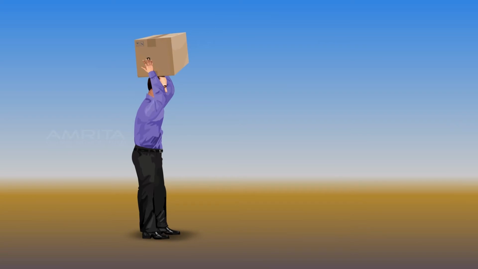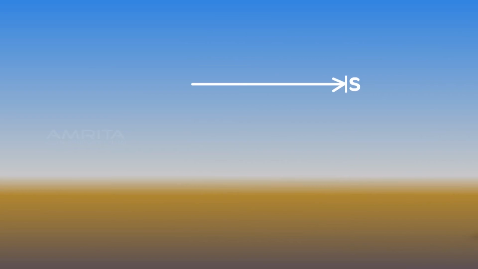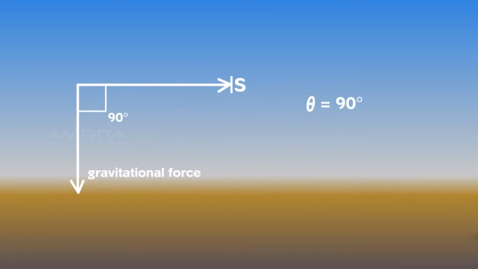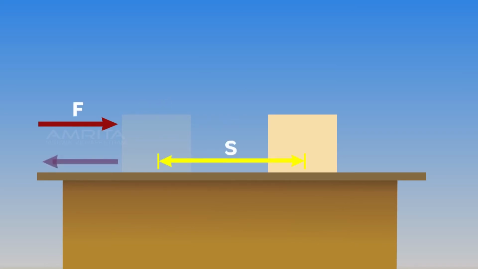If the man carrying the load now walks for a distance S horizontally, a gravitational force F acts at a right angle to the direction of the motion, making an angle of 90 degrees, so theta will be 90 degrees. Since cos 90 is 0, the work done here by the gravitational force will be 0. We can now symbolize these three scenarios in a single representation. Here, the work done by the force F is positive, while the work done by the frictional force is negative, and the work done by the gravitational force is 0.